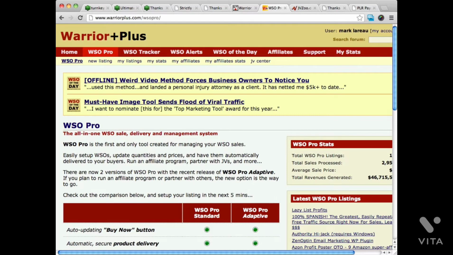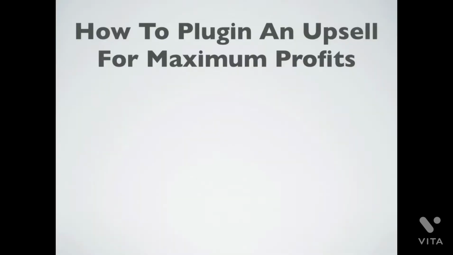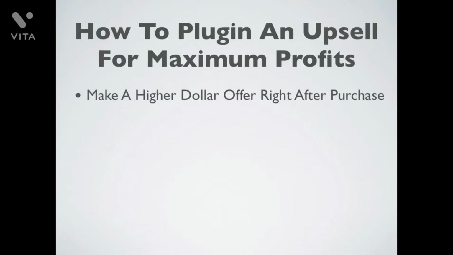But there are two places you can go to set up an affiliate program and immediately start getting traffic from your affiliates. Now in this video, what I want to talk about is how to plug in an upsell for maximum profits. Okay? What do I mean plug in an upsell? What I mean is right after we have gotten someone to buy our one-time offer, our lower dollar offer, we want to immediately make a higher dollar offer right after their purchase.